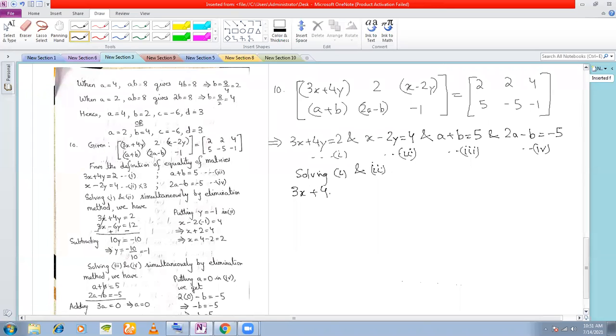So you write these equations as they are. 3x plus 4y is equal to 2, and x minus 2y is equal to 4. Let us call them 1 and 2. We solve by elimination method. You multiply the first by 1 and the second by 3 because we want to eliminate x first. So we get 3x plus 4y is equal to 2, and 3x minus 6y is equal to 12. And subtract.